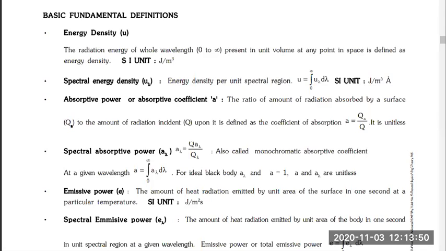So there are basic terms which are associated with radiation, which are energy density, spectral energy density, which is the energy density related with a specific wavelength, and then we have absorptive power. Now, these terms might be very confusing, so if you want to avoid confusion, just remember that this is what your term is.